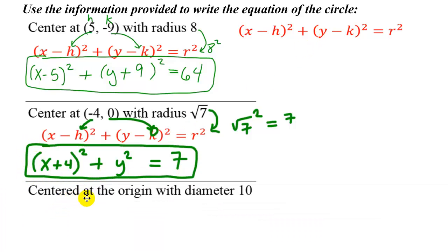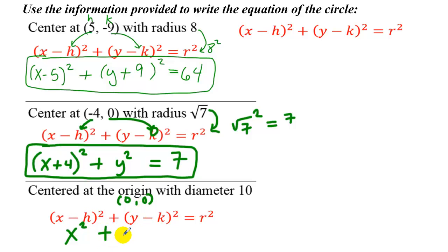Let's read this third example. We're centered at the origin and we have a diameter of 10. So the careful reading here. When we bring this down, what are we going to do for our center? Well, our origin is 0, 0. That's 0 for h and 0 for k. So that means that when we make our substitutions, that's just like up here. X minus 0 is just x. So this is simply x squared. Here, another example, that's just going to be y squared. And that's going to be equal to the radius squared.